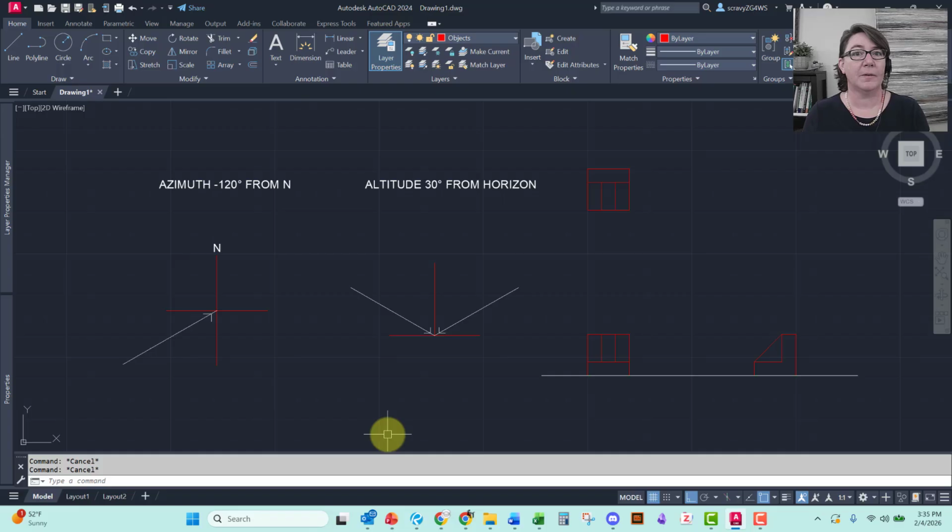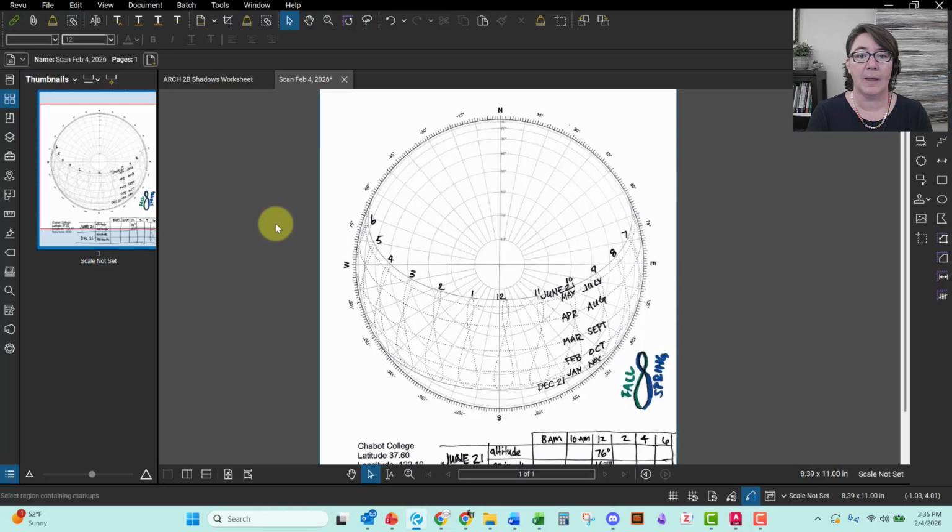All right, moving over to our sun angles, we've got an azimuth of negative 120 degrees from north. Let's take a look at our sun angle diagram, solar diagram. Here's north. We've been going in the positive direction. This time we're going to go in the negative direction to negative 120. All right, so that's the angle that we want. And drawing with your manual tools, you are going to use a 30-degree angle from the horizontal.